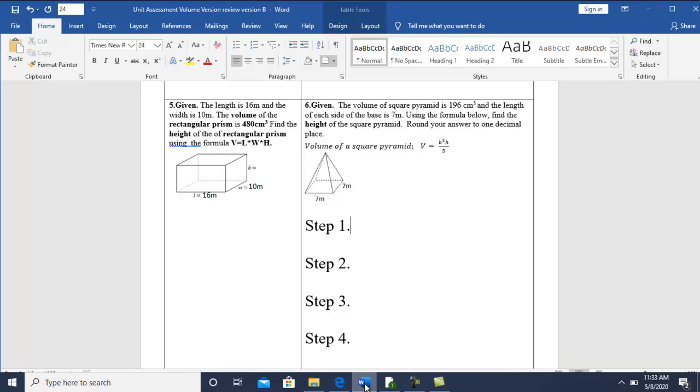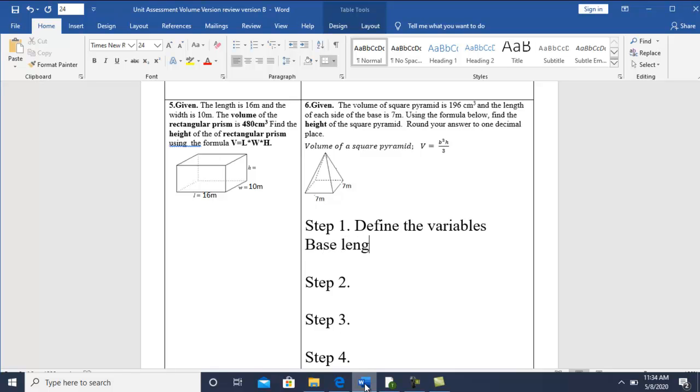So if we look at the question here, let's first define the variables. We know that the length of the base, we'll call it base length, is going to be the B value. The height of the pyramid, now that's the perpendicular height, the height that goes straight up and down from the base, so we're going to call that H. And the volume is going to be V.